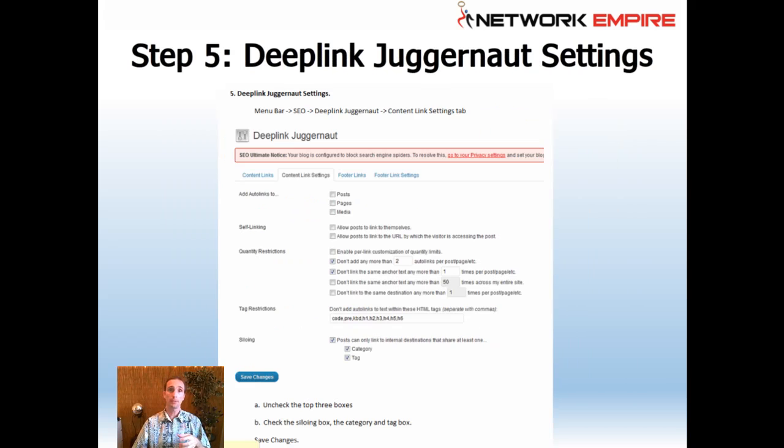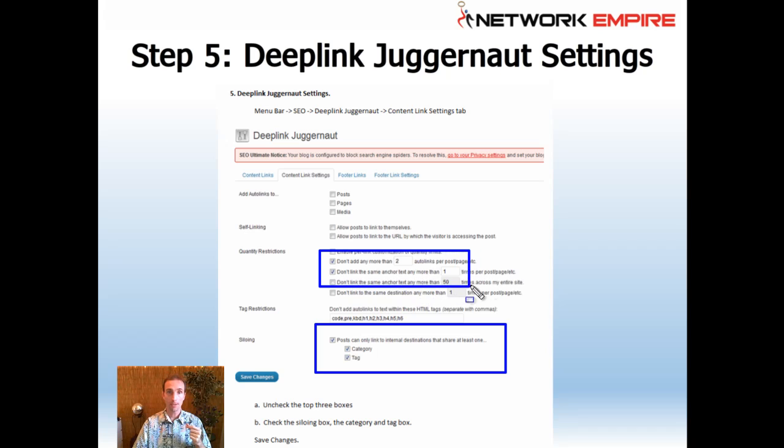Step 5 is the Deeplink Juggernaut settings. The Deeplink Juggernaut settings should be available to you. You're going to want to have your siloing. You want posts, categories, and tags. That's the main thing. And you don't add any more than 2 sublinks per post or page, and you don't link the same anchor text any more than 1 time per post or page. That's the key to this Deeplink Juggernaut.